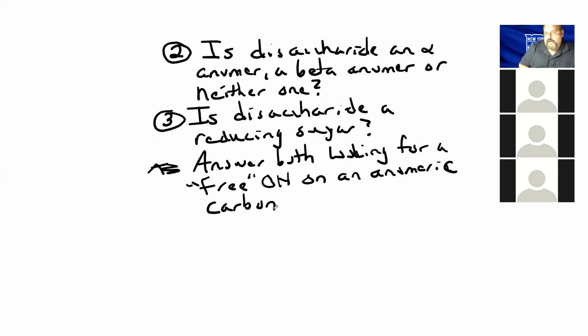Because if we have a free OH on an anomeric carbon, if it's going up, we know we're looking at a beta anomer. If it's going down, we're looking at an alpha anomer. If I don't have a free OH on an anomeric carbon, then that disaccharide doesn't have alpha and beta anomers. It only has one version. And if there's no free OH on an anomeric carbon, then the disaccharide is not a reducing sugar. If it does have a free OH on an anomeric carbon, then the disaccharide is a reducing sugar. So we're going to be looking for the same type of thing.